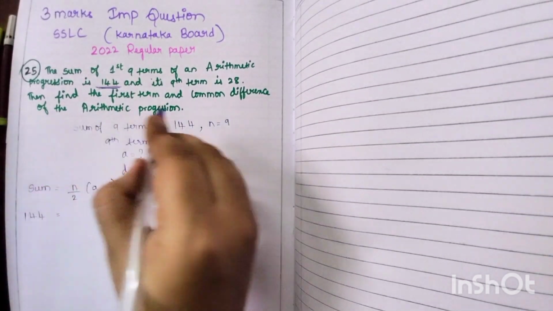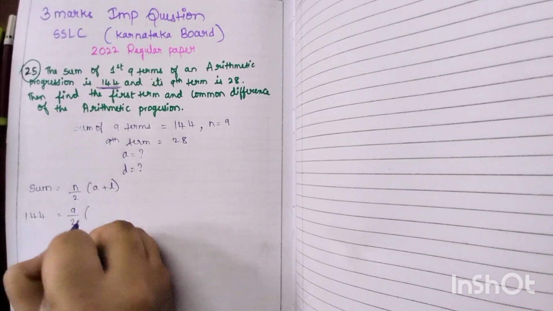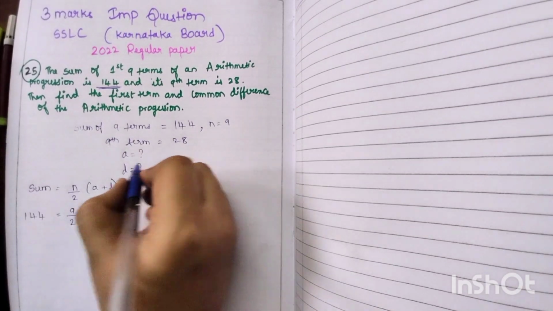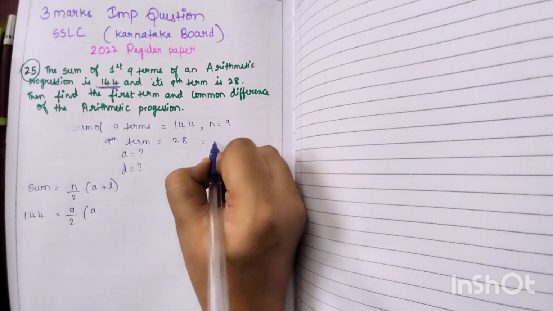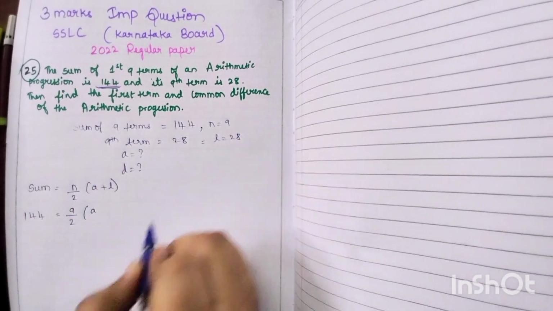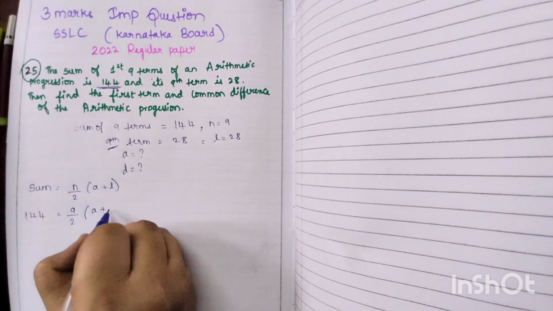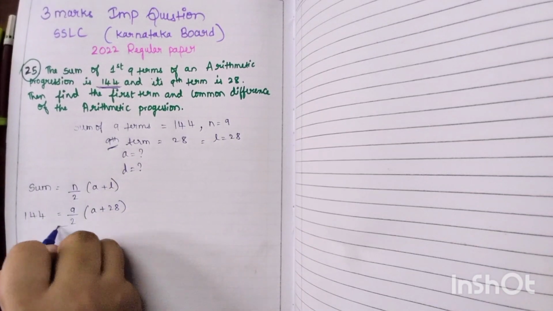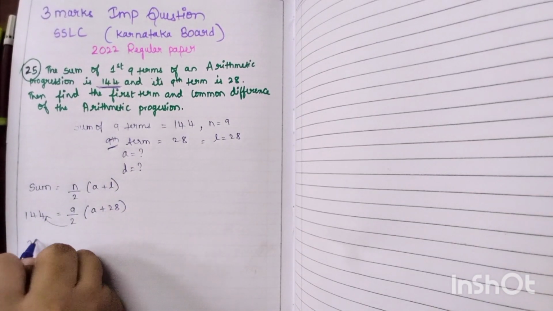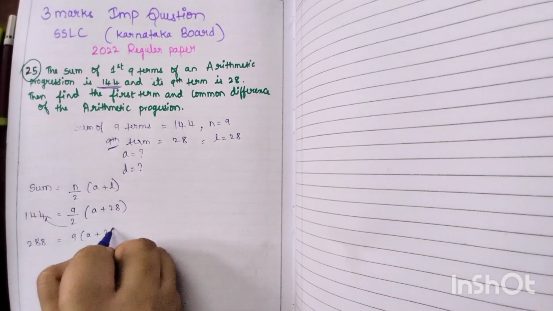So there are totally 9 terms, so 9 divided by 2. What is A? We don't know A. And what is the last term? The ninth term, that is nothing but L is equal to 28. Correct? So the last term is the ninth term, so it is nothing but 28. So after taking this side, we'll get 288 is equal to 9 into (A plus 28).